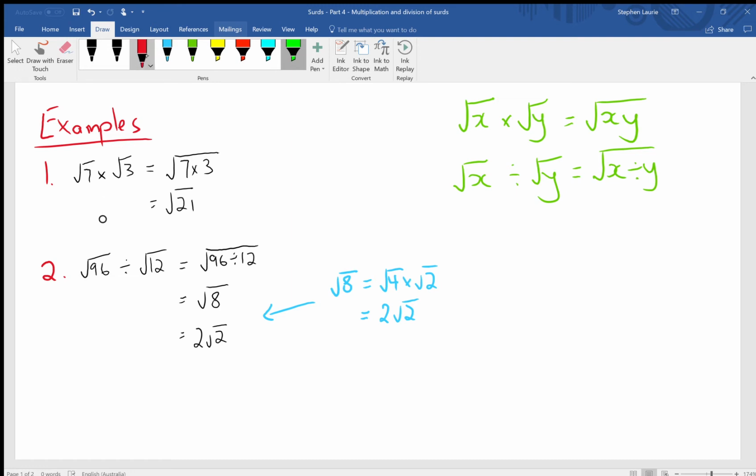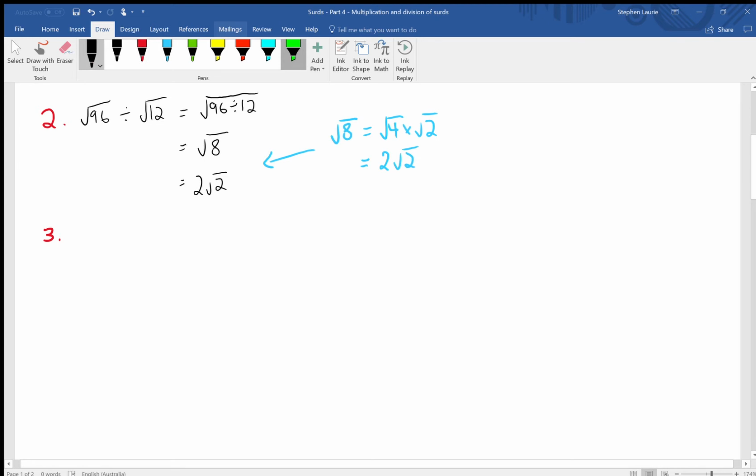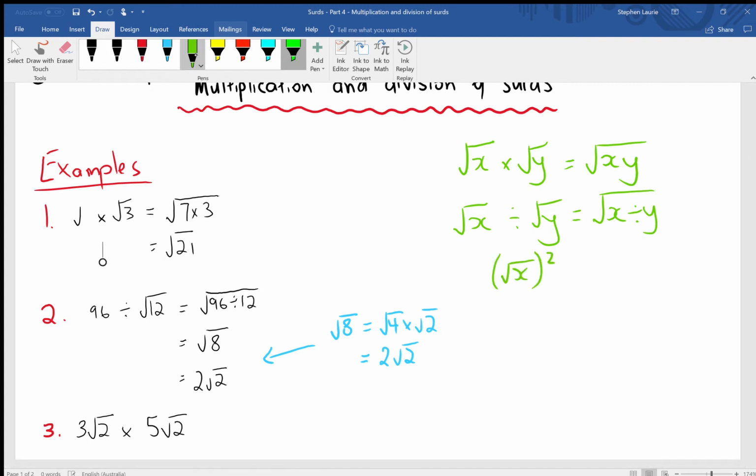Alright, example 3. Three root 2 multiplied by 5 root 2. Before we start this one, let's go back up to our rules that we were refreshing and remember that the square root of x squared is just x. Let's remember that rule.